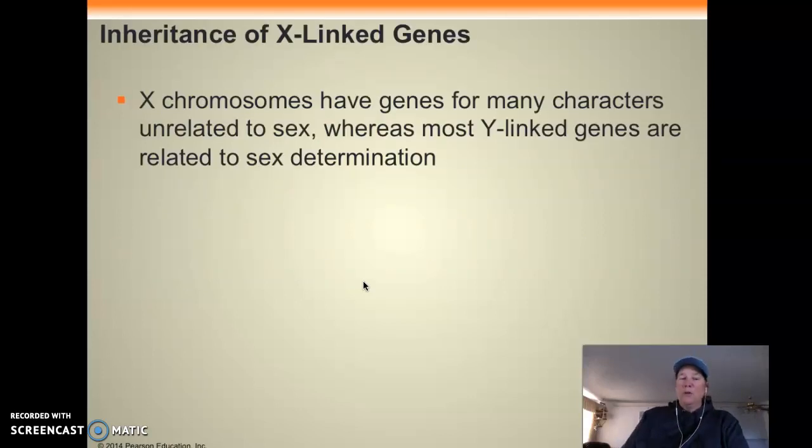So again, the X chromosome has genes for many characteristics unrelated to sex. So it's not just that the X chromosome is all about sexual characteristics, and so is the Y. There's other characteristics too. One I talked about was colorblindness. So there's other genes on the sex chromosomes, not just sex related.